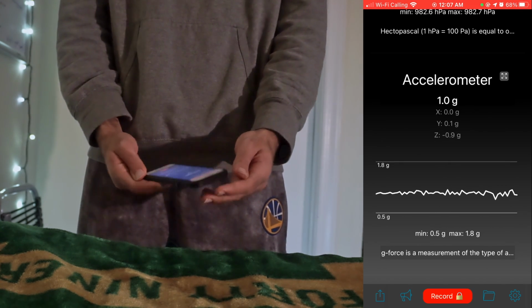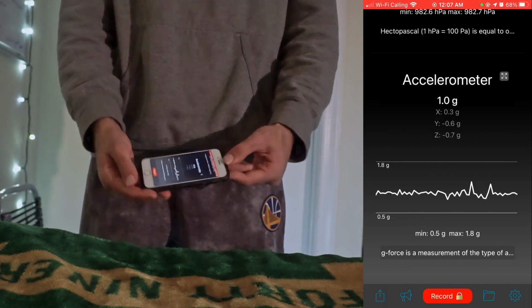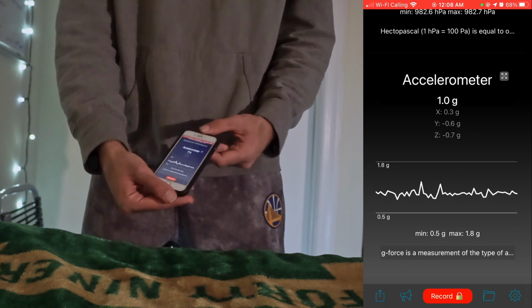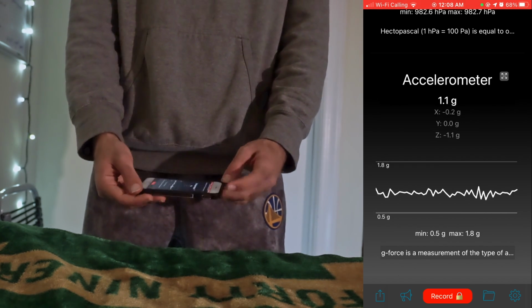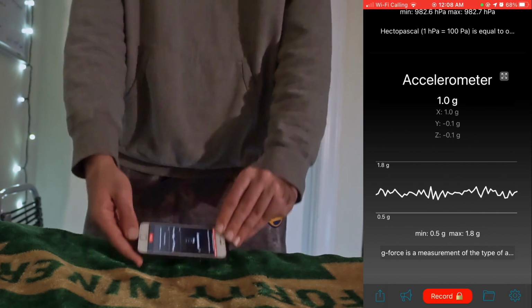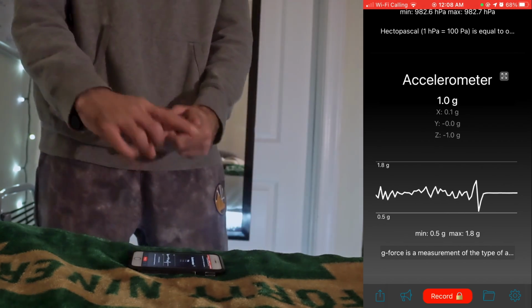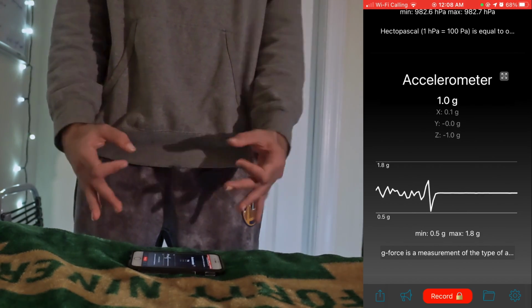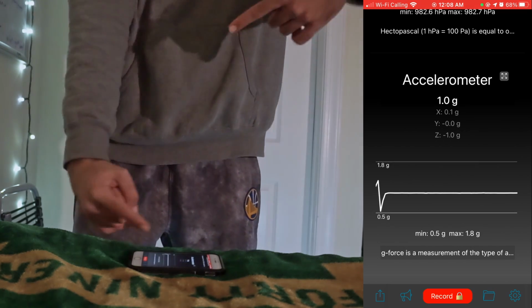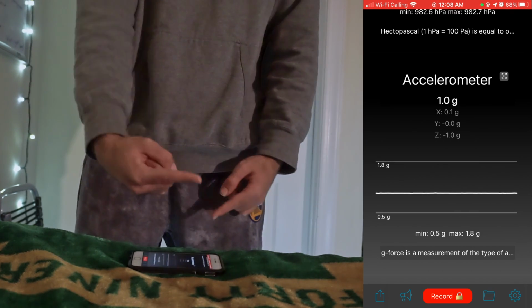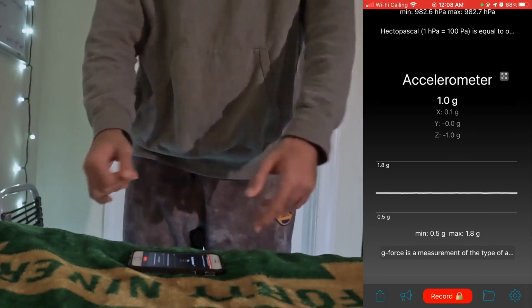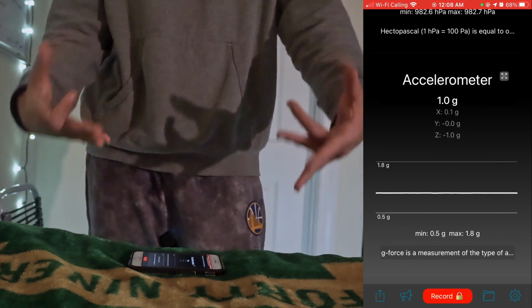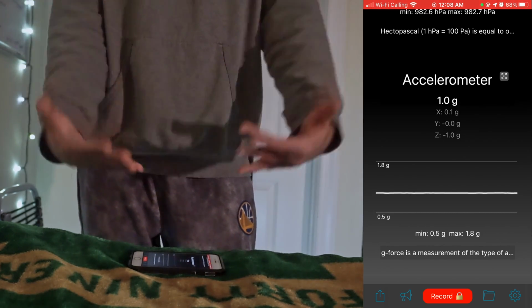So, if this phone were to move in more than 1g, for instance, if I were to throw it and it were to rotate, that would cause different axes of the acceleration to change and be more than gravity. So if the phone is flipping, its acceleration in the z, x, or y direction will be greater than 1. So anytime we see a value over 1, we know that that is an acceleration in a certain direction.